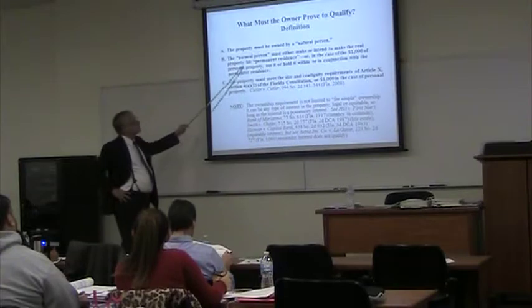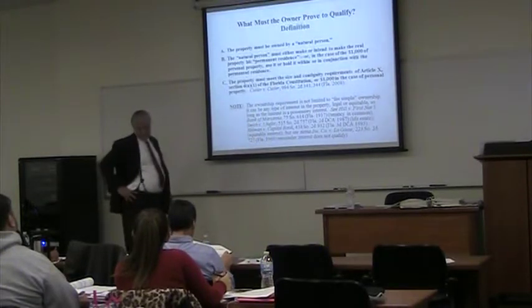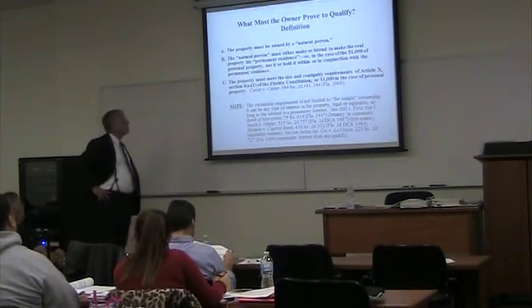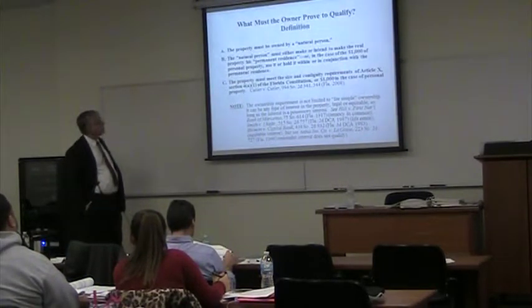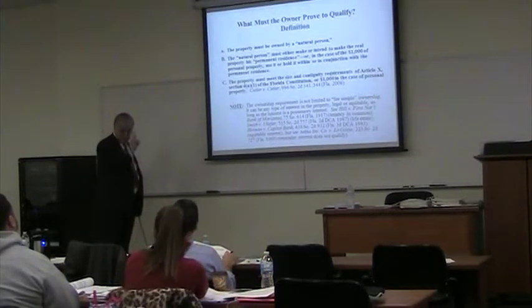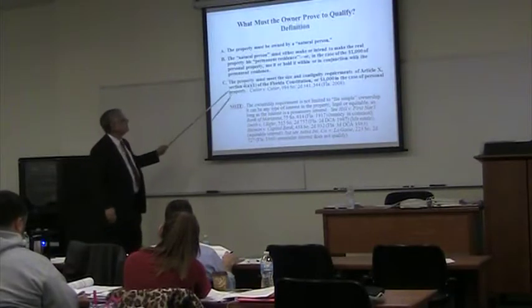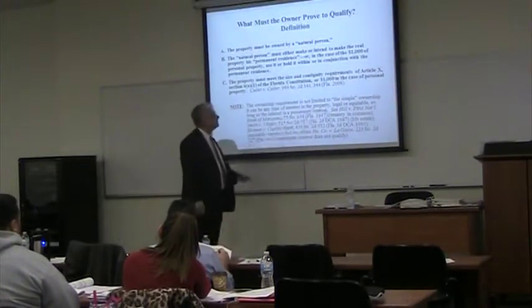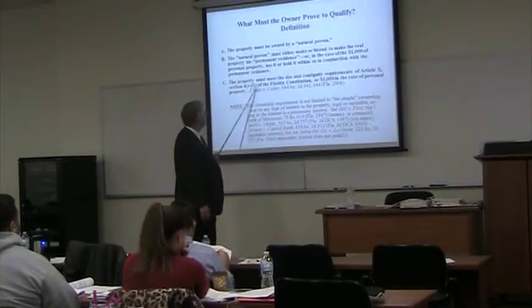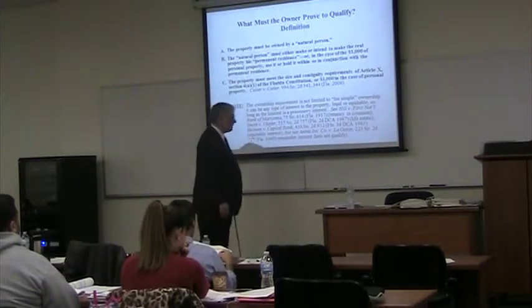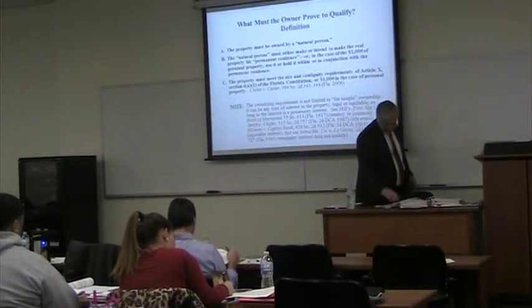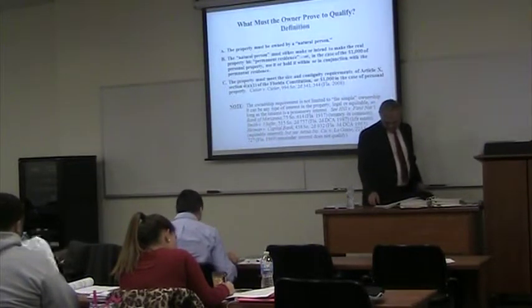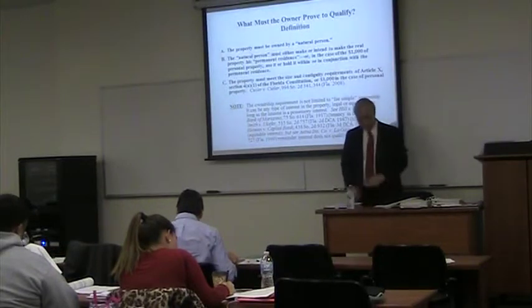Make it his permanent residence or intend to make it his or her personal residence. The third requirement, there are three requirements in order to prove that your property is homestead. As I say, you file the notice and then you have to go into court and prove it, but you stop the execution in the meanwhile. The property must meet the size and contiguity requirements of Article 10, Section 4A, or $1,000 in the case of personal property. With respect to the size and contiguity requirements, it is a little bit tricky.